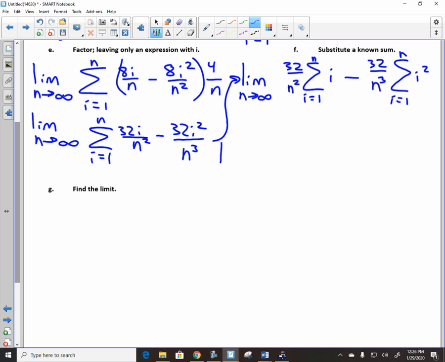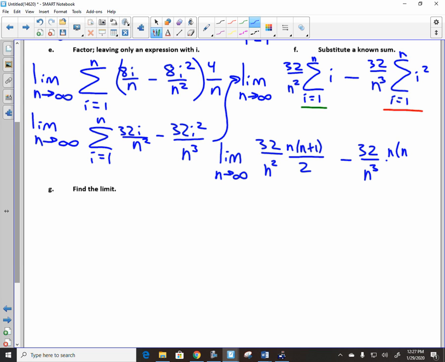Okay. So limit as n goes to infinity, if only I had something I could plug in for the green and for the red. 32 over n squared times n times n plus 1 over 2, minus 32 over n cubed times the formula for the sum of i squared. Most people don't like that one. I don't like that one. It's my least favorite one.